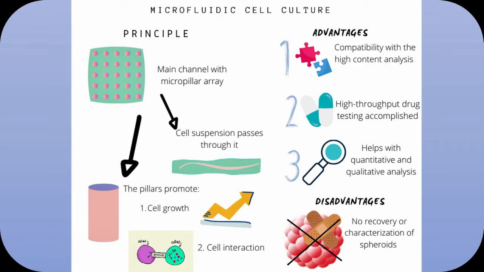However, the disadvantage of this method is that there is no chance of recovering the spheroids and characterizing them. And also, some analyses like the immunoblot are difficult to do because the sample has small volumes.